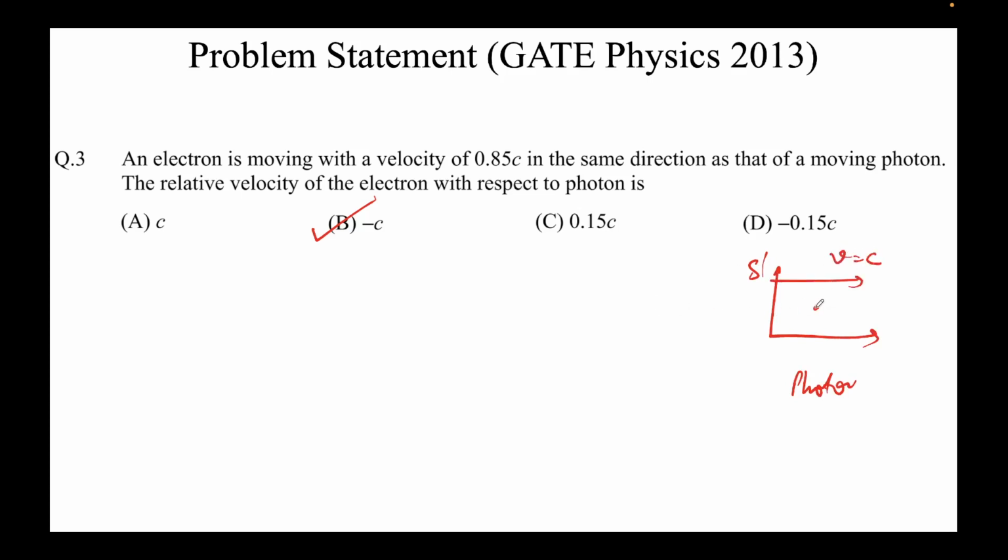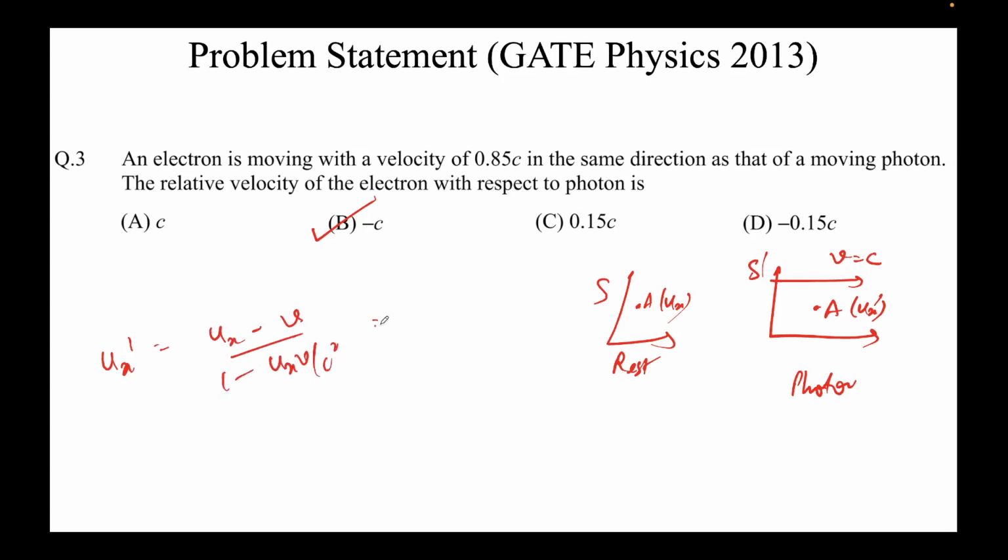So let's say there's any arbitrary object A. Its velocity is ux in this rest frame, and let's try to determine its velocity ux prime. If I use the formula ux prime equals ux minus v over 1 minus ux v over c square, the v value is c. It will be ux minus c over 1 minus ux c over c square. The c squared cancels, and you will get ux minus c upon c minus ux, times c. You will get minus c.